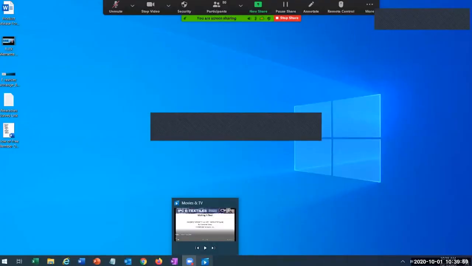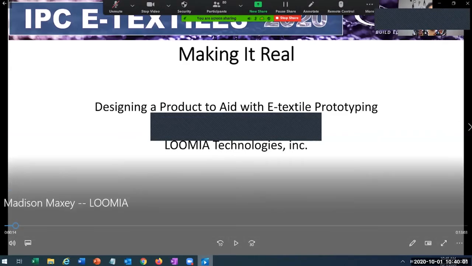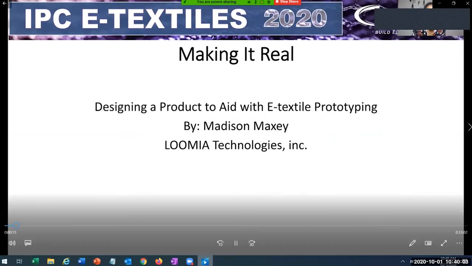So whenever you're ready, Chris. This idea of making tools that can be useful.